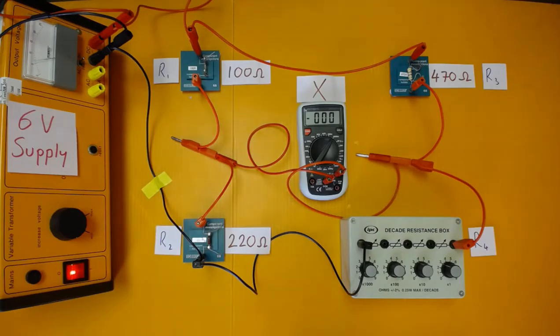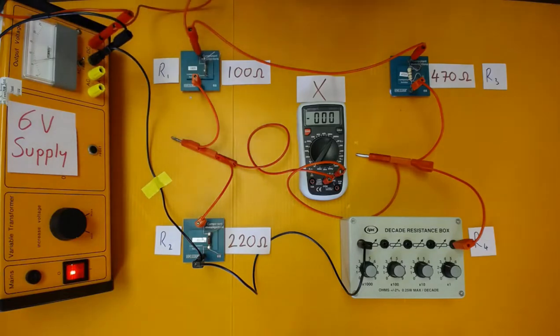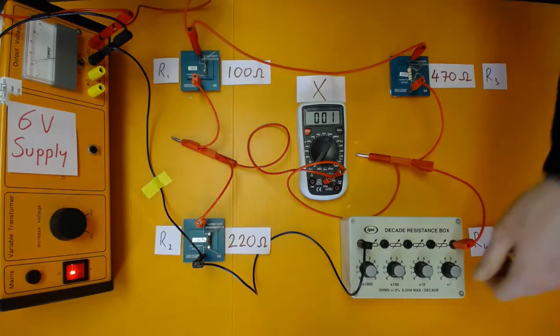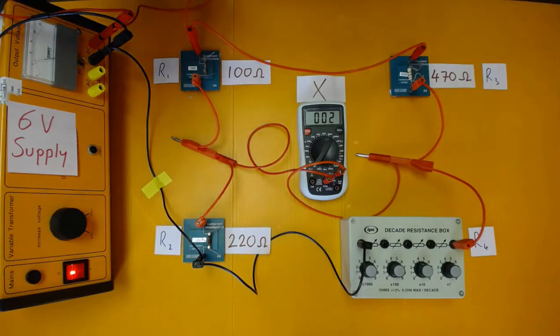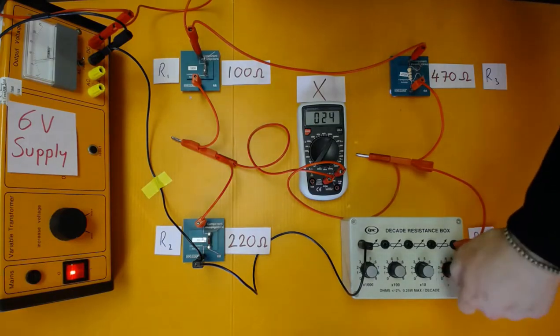So we're now going to increase R4 in 1 ohm increments and record the voltage each time. So at 1043, it is 0 volts. 1044 is 1 millivolt. 1045 ohms is 2 millivolts. 1046 ohms is 3 millivolts. 1047 is 5 millivolts. And 1048 ohms is 6 millivolts.